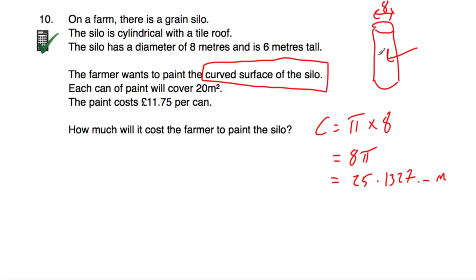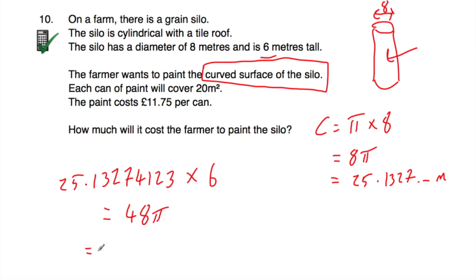Now to get the area of that curved face, we would then times it by the height of the cylinder. And the height of the cylinder was 6 meters. So we're going to take the 25.13274123 and we're going to times that by 6. So when we times that by 6, we get an answer of 48 pi. Or, in terms of a decimal number, that's 150.79644474 square meters. So that's the area of the curved surface of the silo.